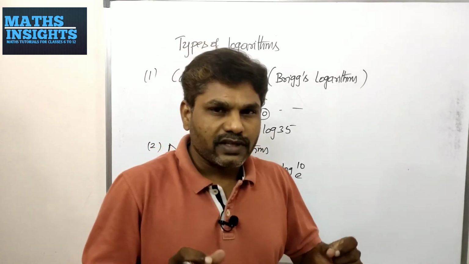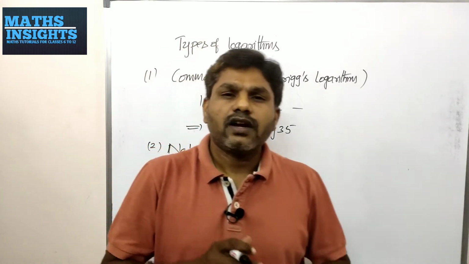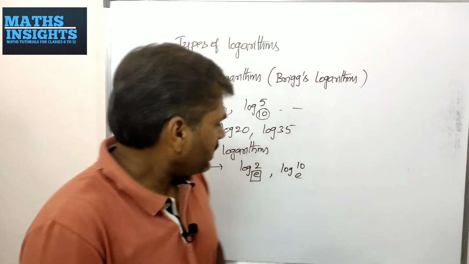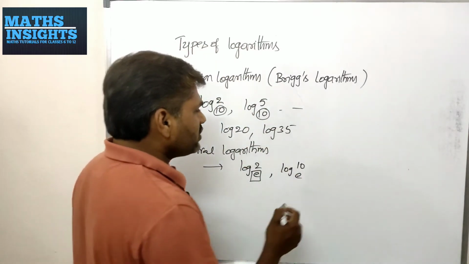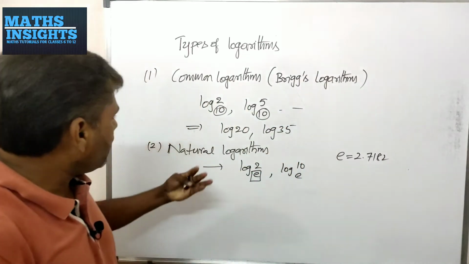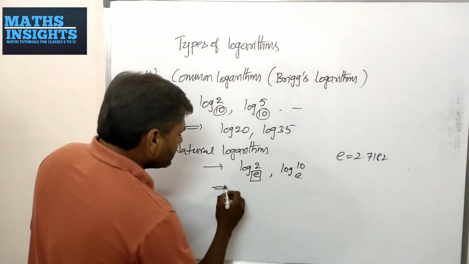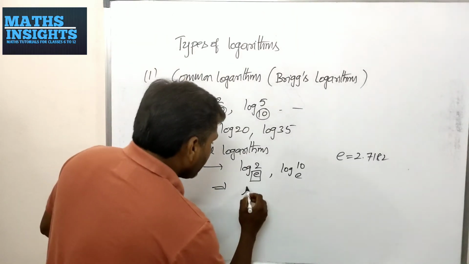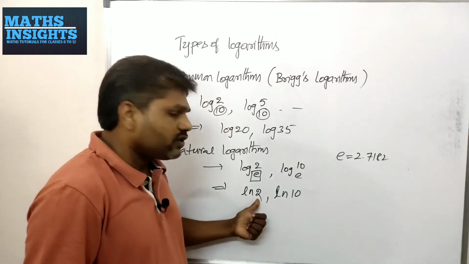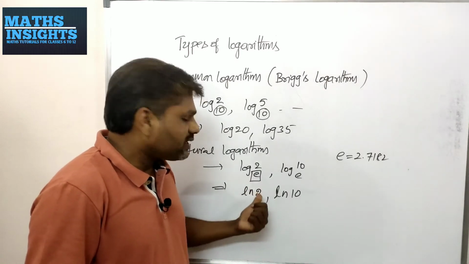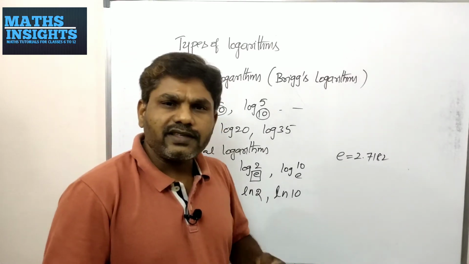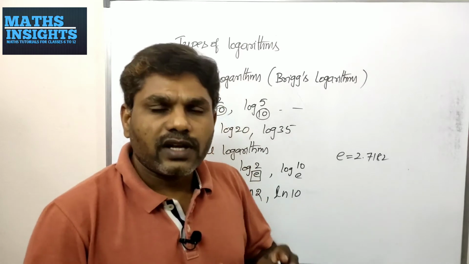You know who Napier is? Napier is the scientist who introduced the technique of logarithms. e is called Napier's base here. Its value is 2.7182. This is called natural logarithm. We will write these natural logarithms as ln 2, ln 10. When you write ln 2, the meaning is that the base is e. Here also I am writing ln 10, base is e. These are the main two types of logarithms.